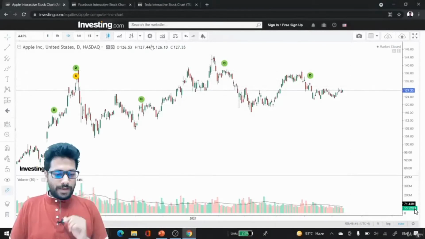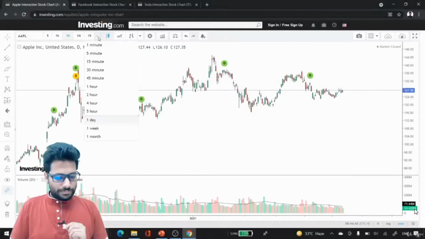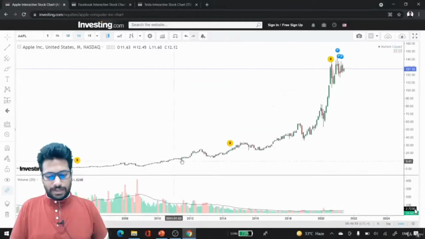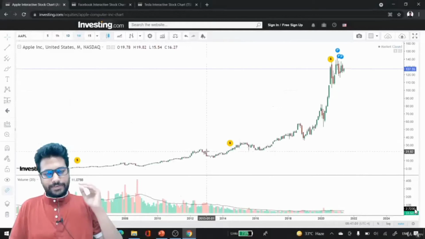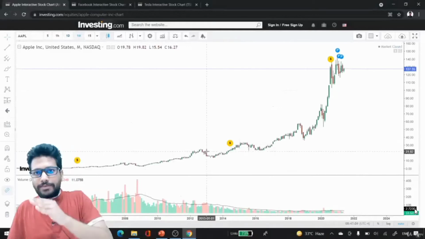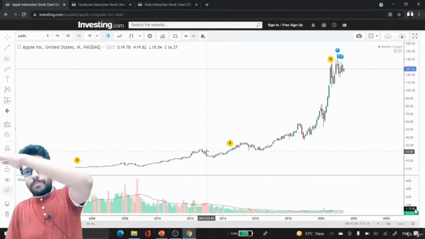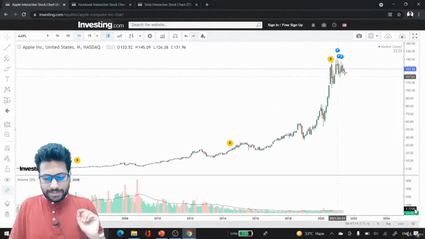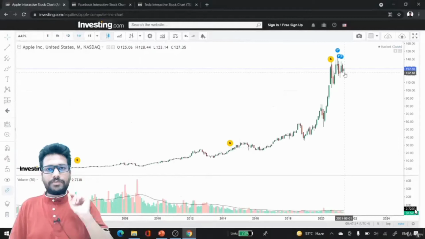But what if you are a long-term investor? If you are a long-term investor, you can choose a 1 week or 1 month chart, and if you see the 1 month chart, then definitely you will see that initially it has created higher highs, because higher highs means it has increased, it has gone down, but it has increased more, and gone down, but it has increased more. So these are creating higher highs, and definitely in the long term this share is showing an upward trend.